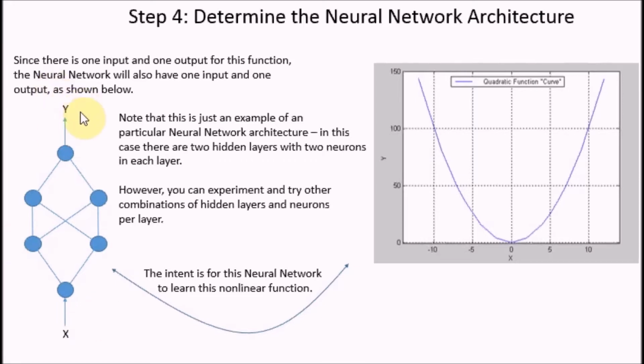We have one input and one output. Since there's one input and one output for this function, the neural network will also have one input and one output as shown. Note that this is just an example of a particular neural network architecture. In this case, there are 2 hidden layers with 2 neurons in each layer for this example. However, you can experiment, try other combinations of hidden layers and neurons per layer. And always keep in mind the intent for this neural network is to learn this nonlinear function. Always keep that in mind as you're going through this.